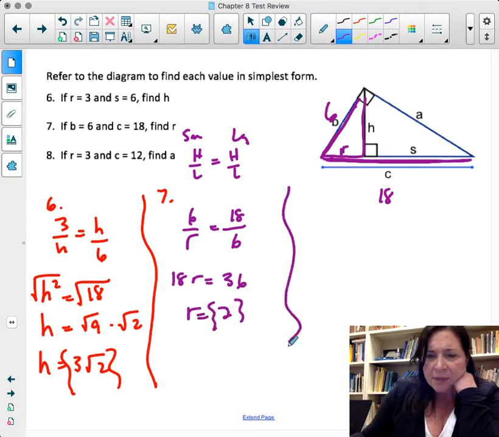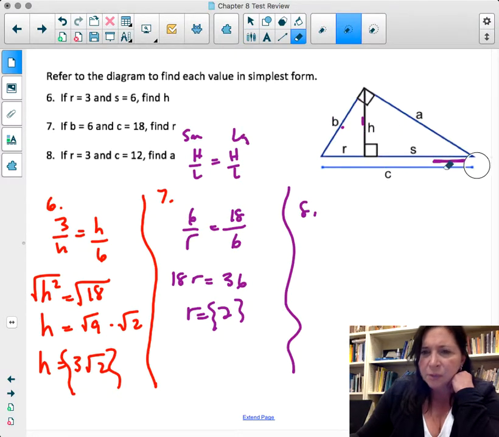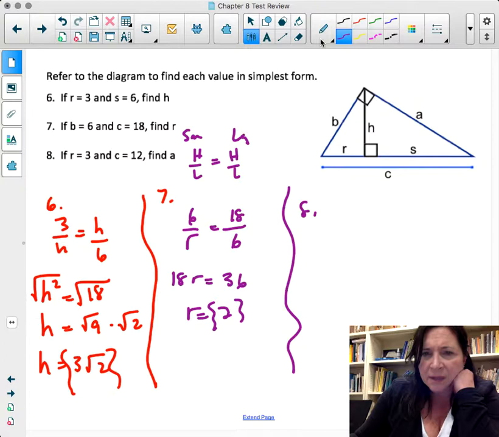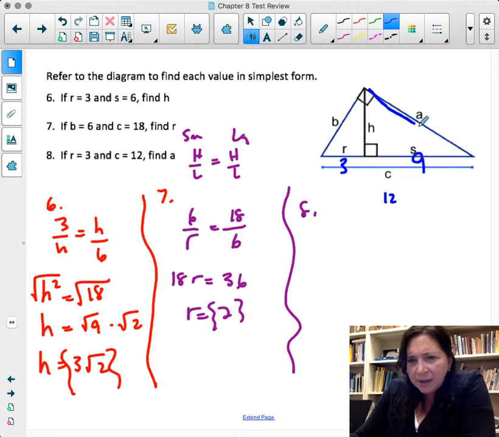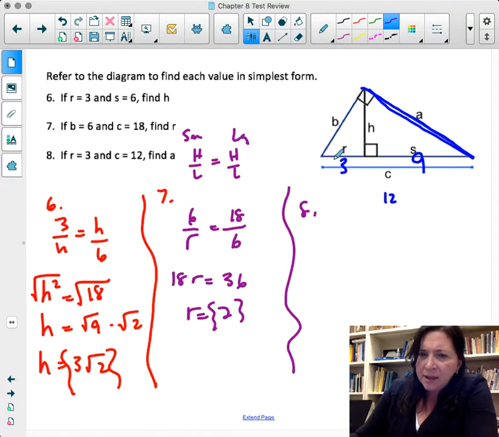Okay? And then the last one, number 8, again, I'm going to erase this because each one of these problems is independent of the other one. And we know that R is 3, so this is 3. C is 12. That's going to tell me that's 9. I need to find A. Now this is A. Now, okay, there are a couple ways to find A. One of the ways to find A is to go 3 is to H as H is to 9. Find H.